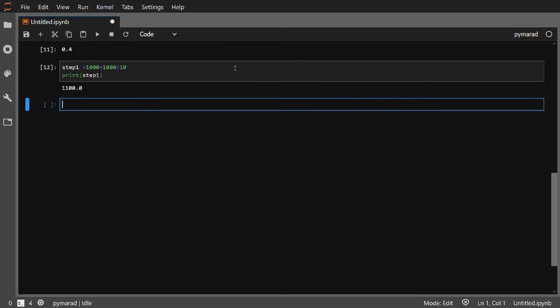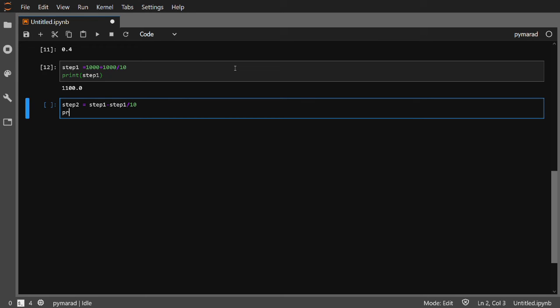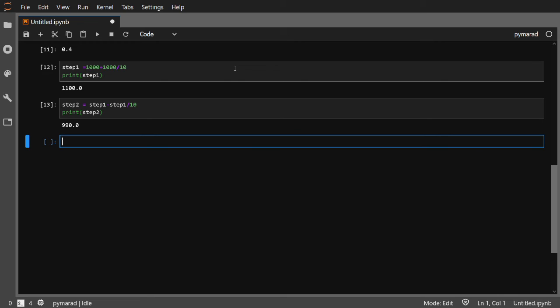Well done. In step 2, you will give me 10% of what you have. So that is step 1 minus step 1 divided by 10, right? And we again print the value of step 2. Now you end up with only 990 money.